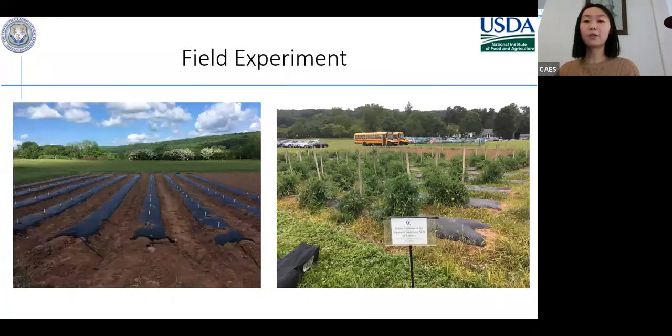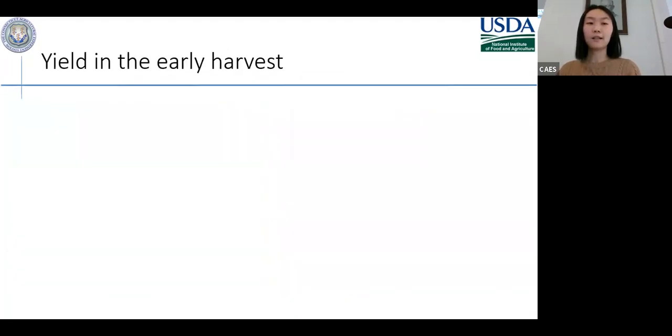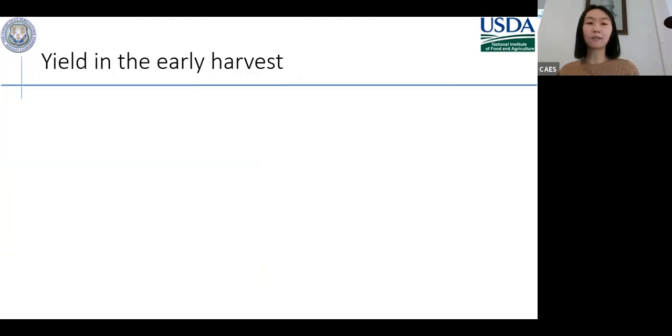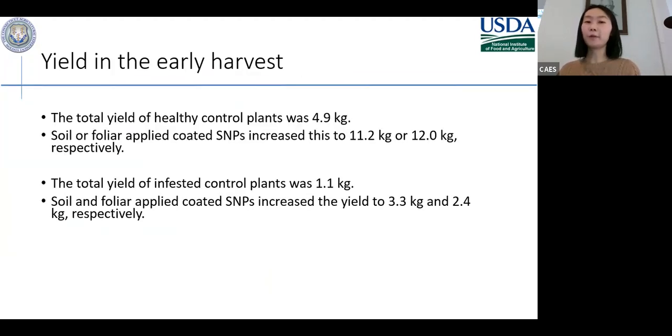Besides the two greenhouse studies, we further did a field experiment with a similar design, but we added one more treatment, which is the foliar applied coated nanosulfur, and still we obtained a dramatic increase in the plant yield. This number represents only the fruit of the tomato plants, and it was increased, I mean, for example, here doubled or tripled by the nanosulfur treatments.